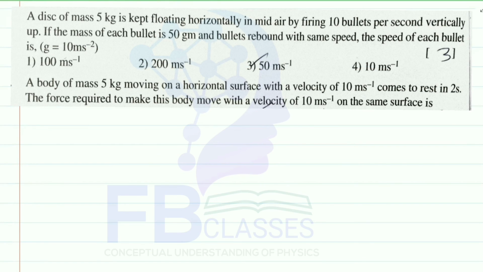Dear students, I am going to read the question. A disc of mass 5 kg is kept floating horizontally in mid-air by firing 10 bullets per second vertically up. If the mass of each bullet is 50 gram and the bullet rebounds with the same velocity, the speed of each bullet is, options are given: 100 meter per second, 200 meter per second, 50 meter per second and 10 meter per second.